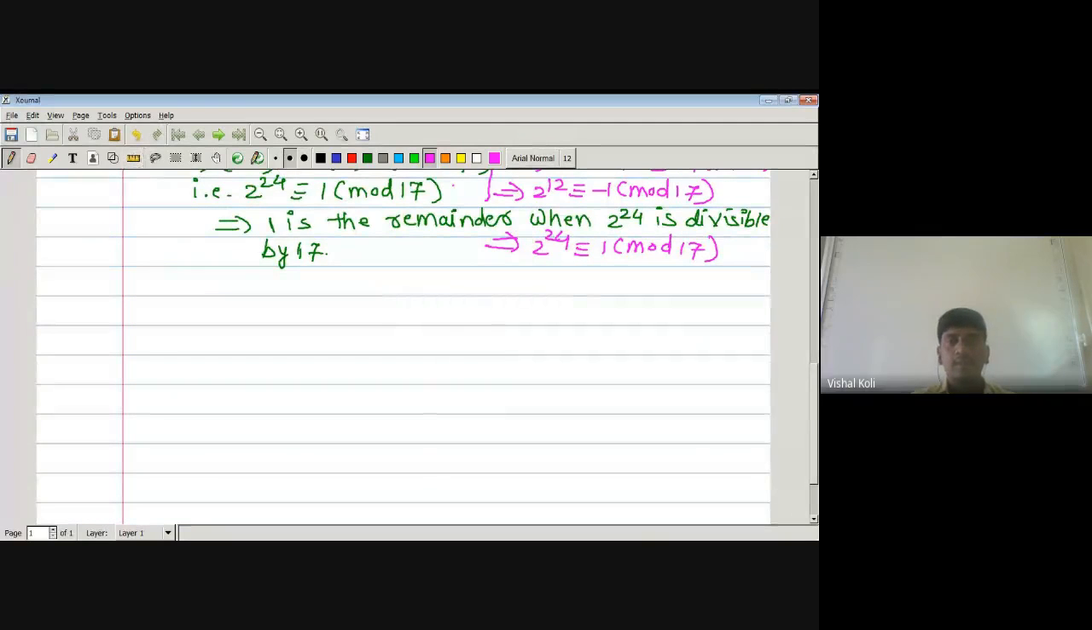Now the next example, find the remainder when 41 to the power 65 is divided by 7. What is the remainder? Find out. याचा आन्सर काढून सांगा.